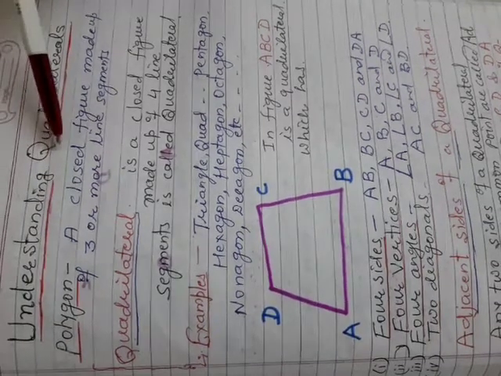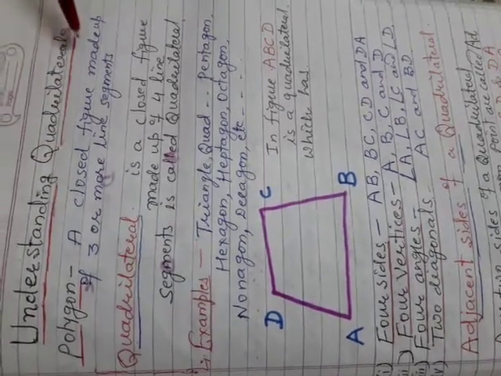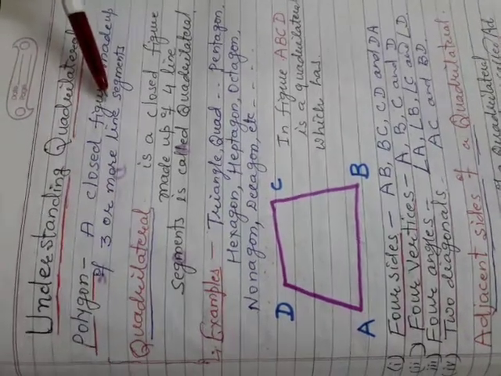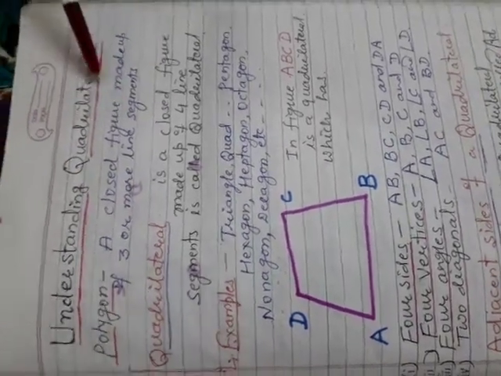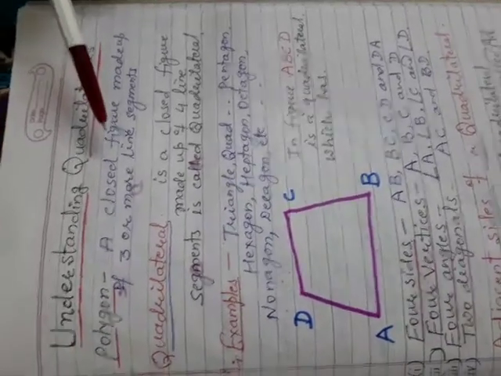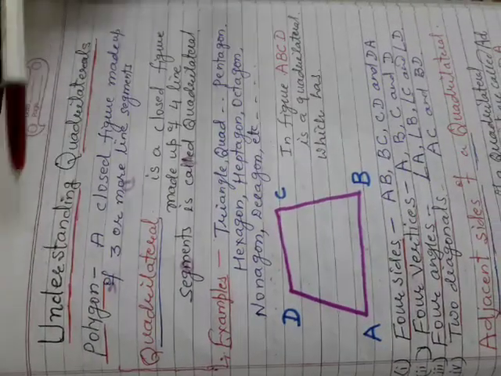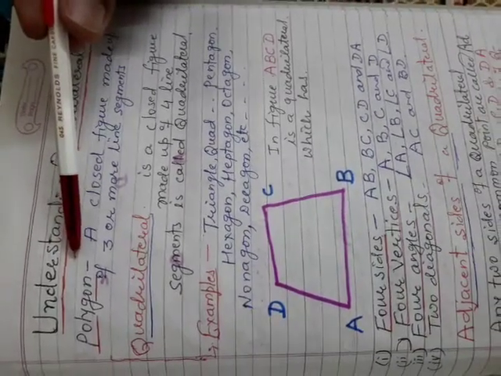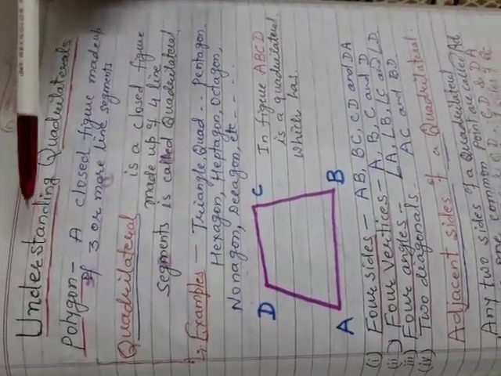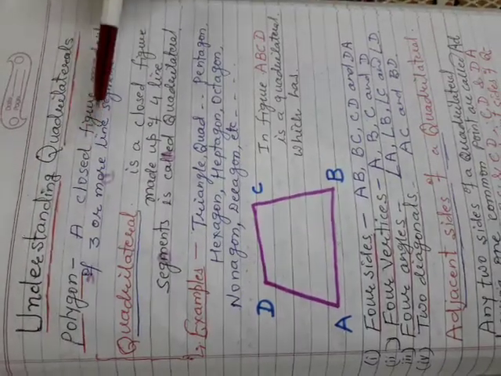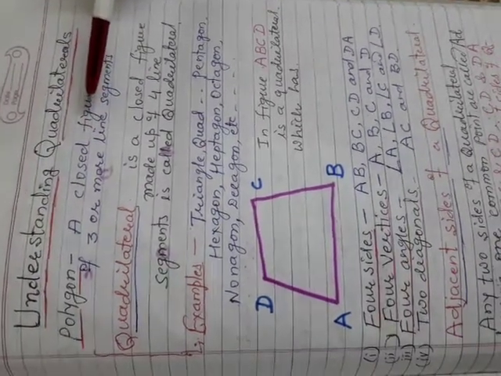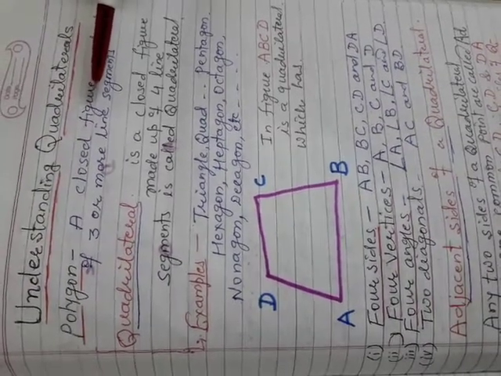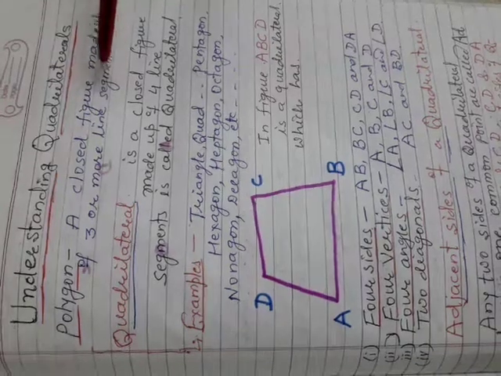A polygon is a closed figure made up by three or more line segments, or we can say the closed figure bounded by three or more than three line segments is called a polygon. Polygon means too many. Triangle is a polygon, square is a polygon, pentagon is a polygon, all are polygons. Square has four line segments, and a pentagon is a five-sided polygon.